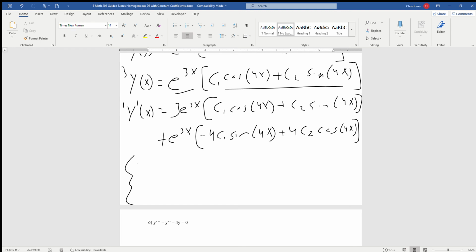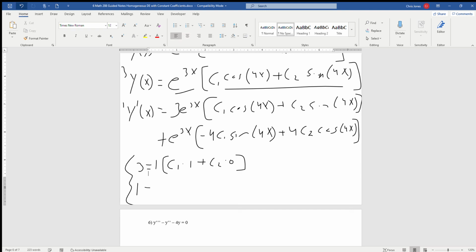So we're going to have 3 is equal to e to the 0. Now e to the 0 is going to be 1. We have c1 cos of 0. So c1 times cos of 0 is 1. And then c2 sine of 0, and sine of 0 is 0. Right? So that actually makes it really easy. I'll worry about that in the end.